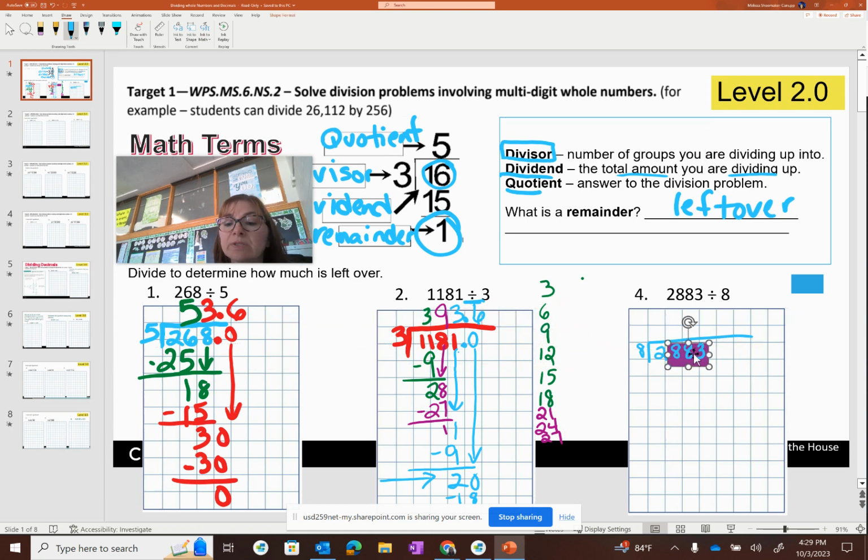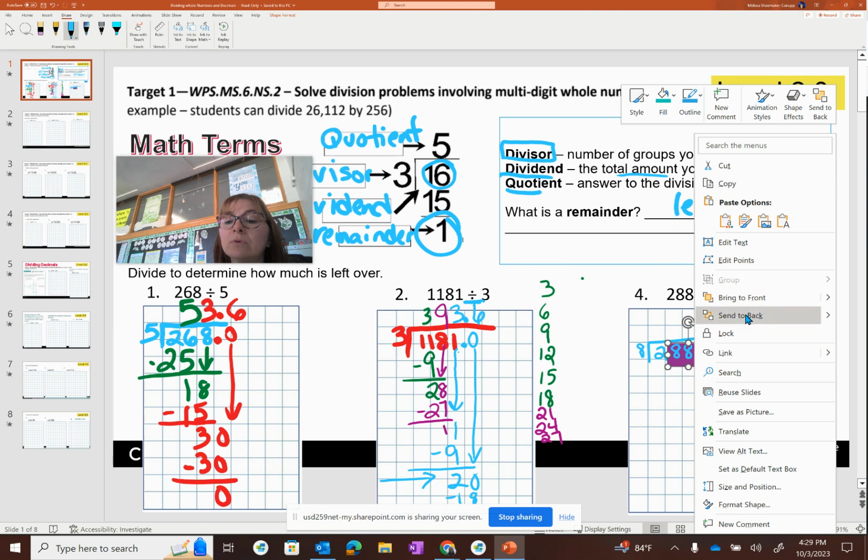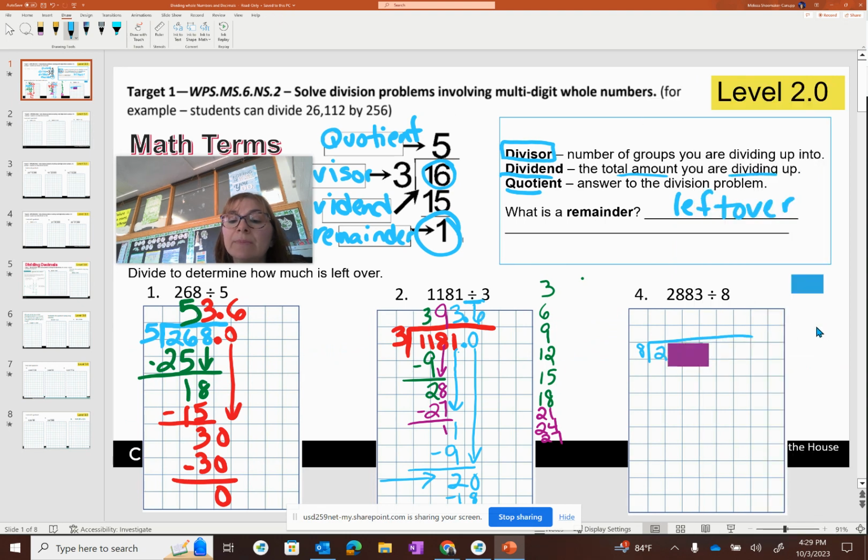So let's see. Move that forward. How many 8's go into 2? Oh, wait, we can't do that, can we? Let me move my sticky note. How many 8's go into 28? Well, I know 3 is 24. I subtract and get 4.